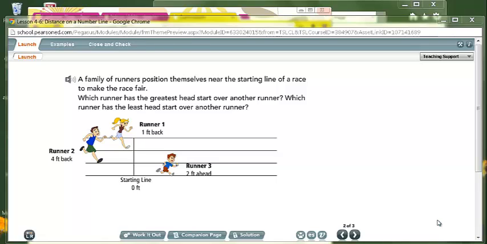Okay, this is lesson 4-6, distance on a number line. Make sure that you're taking notes that include examples, definitions, terminologies, procedures, questions you may have, and write down the learning target for this lesson.